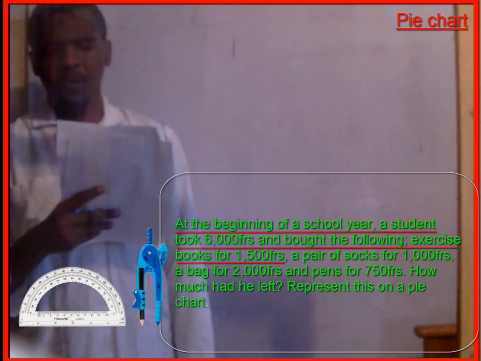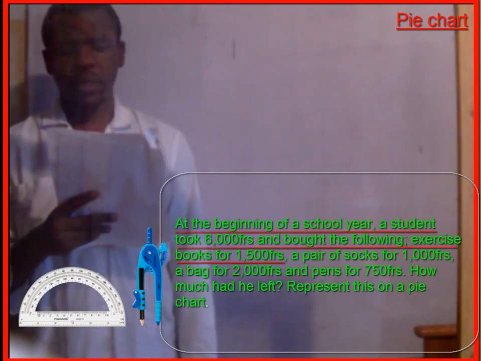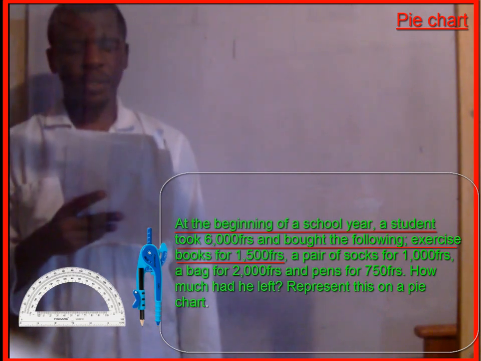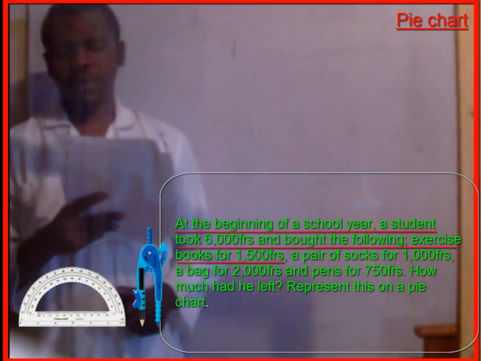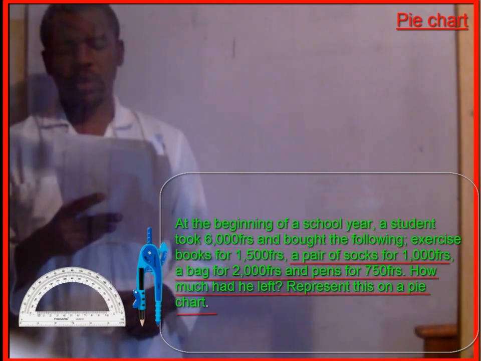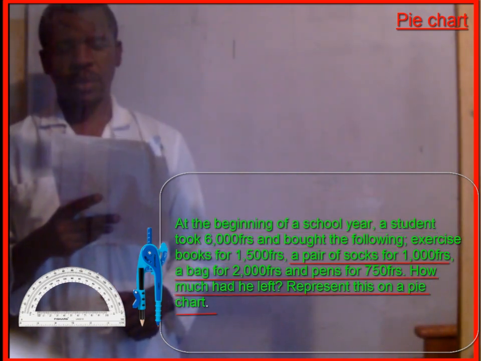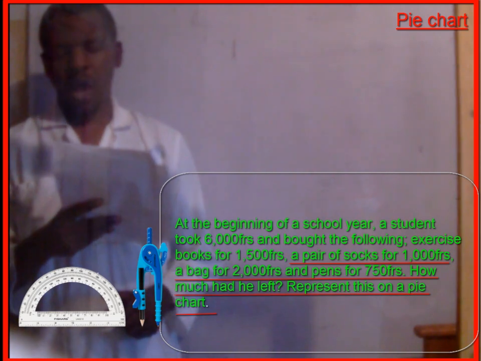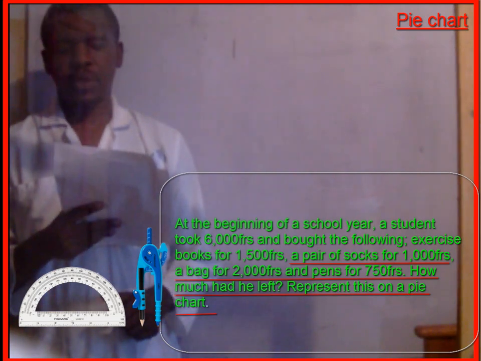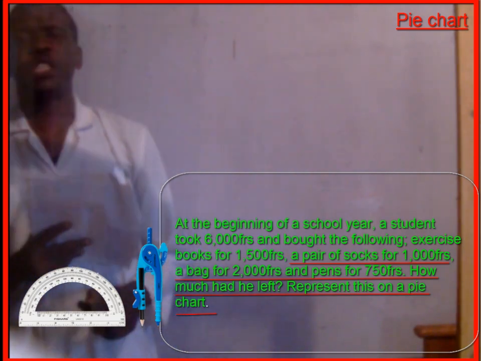At the beginning of a school year, the student took 6,000 francs and bought the following: exercise books for 1,500 francs, a pair of socks for 1,000 francs, a bag for 2,000 francs, and pens for 750 francs. How much had he left? Represent this on a pie chart.